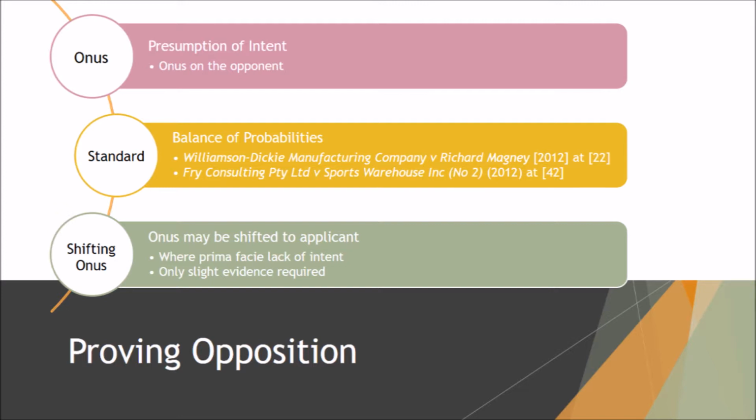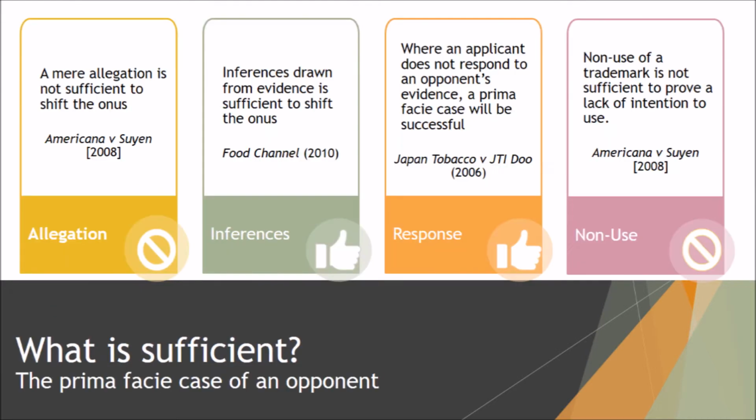As such, the onus lies with the opponent to prove a lack of intent. While this area is not clearly resolved, the favoured position is that proof will be established on the balance of probabilities. Where the opponent can establish a prima facie lack of intention, the onus to prove intention may be shifted to the applicant. In Suyin, it was also noted that only slight evidence would be required to rebut the prima facie presumption and shift the onus to the applicant. A mere allegation of lack of intention to use a trademark is not sufficient to shift the onus, but inferences drawn from evidence will be.